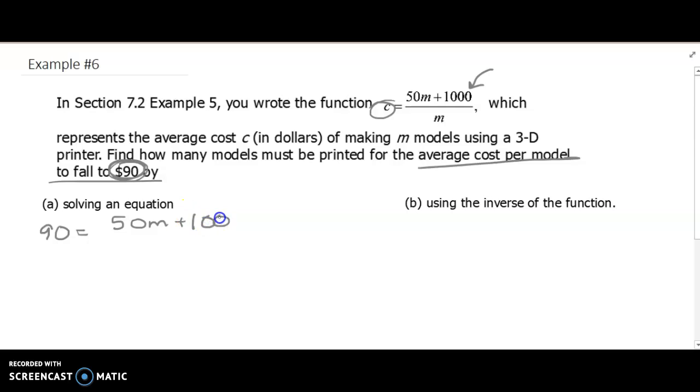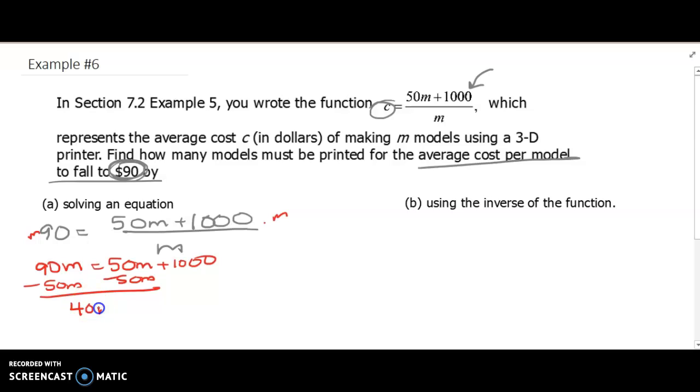50 plus 1,000 over M. Okay, so when I multiply on both sides by M, I get 90M equals 50M plus 1,000. Minus 50M, 40M equals 1,000. Divided by 40, I get M equals 25. Okay, that's one way to do it.